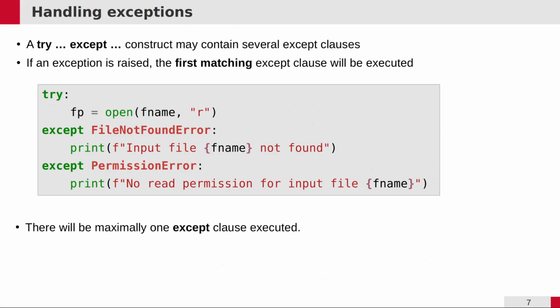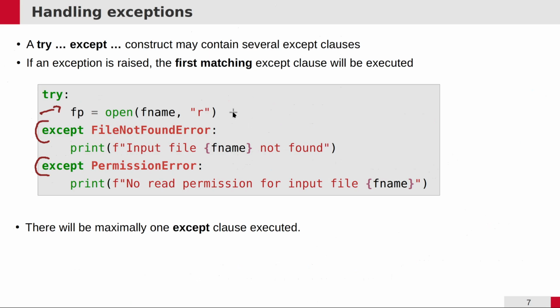So I said already, we can have multiple except clauses. For example, if you open a file, there are multiple reasons why this file opening could fail. One possibility is that the file was not found, then it would raise a FileNotFoundError. But maybe the file is there, but it cannot be read by you because the wrong permissions are set, and then you would get a PermissionError.